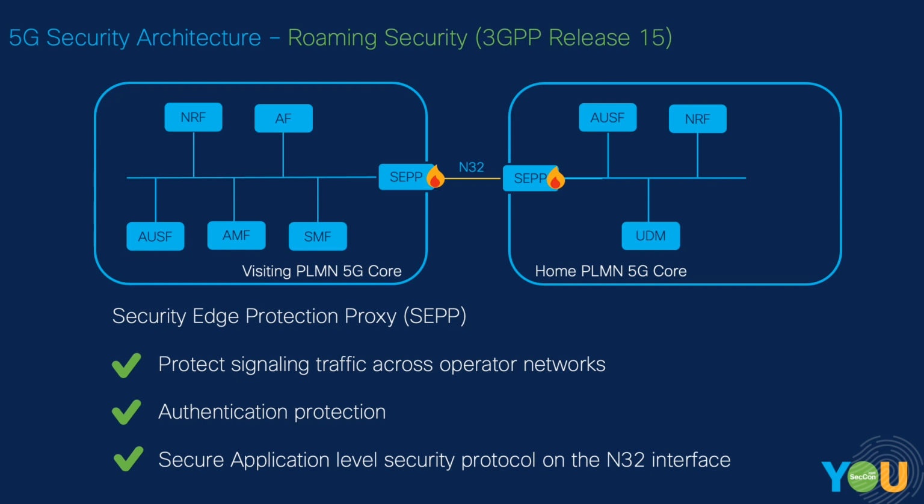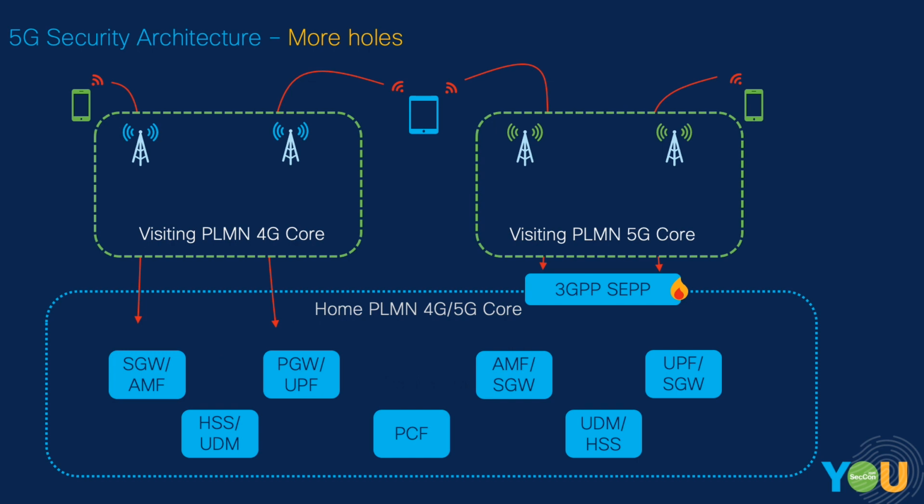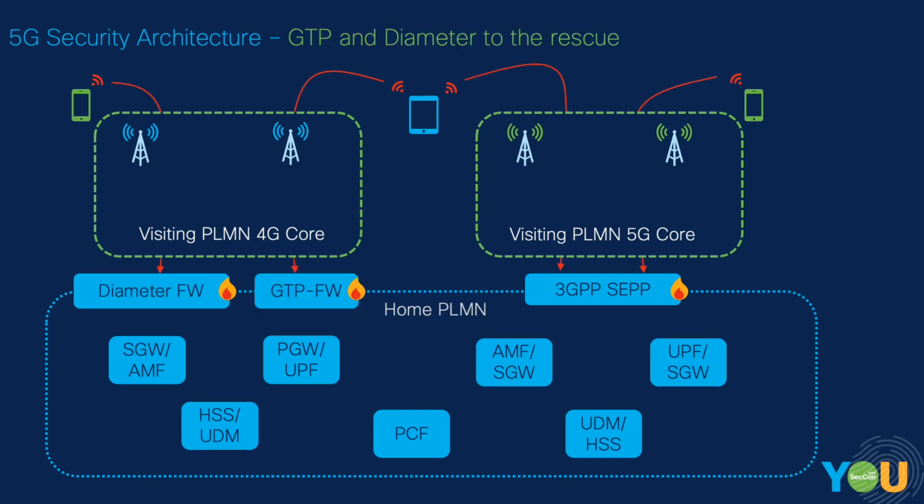If you're roaming from a 5G network into a 5G network, what happens if you're roaming from 4G? That's where you have to be careful as well, because if you're in a 4G network and you're trying to go to a 5G network, the 3GPP SCP device will not come in the path. And you might still have open holes where people are able to access your core. And that's where you need to implement GTP and Diameter firewalls. Most likely service providers will have this already.